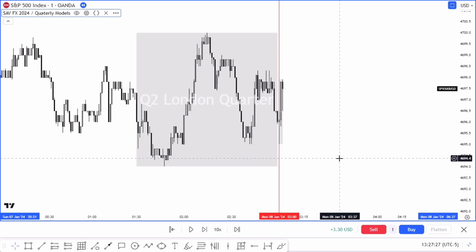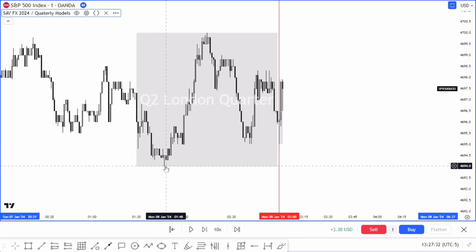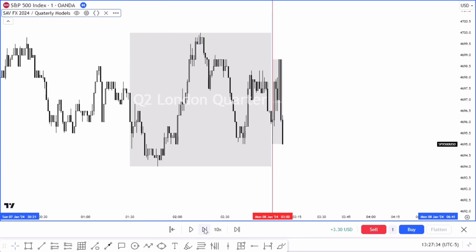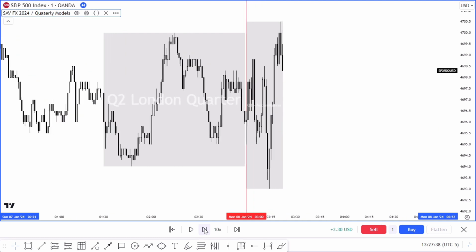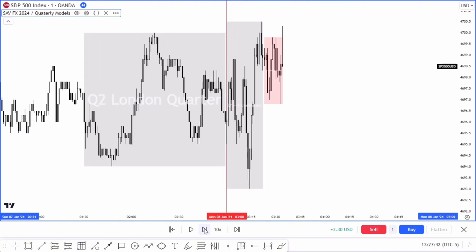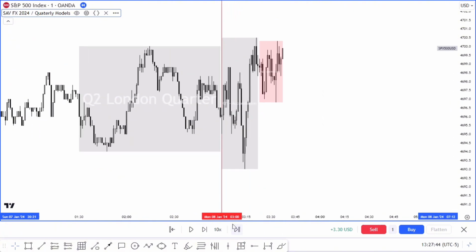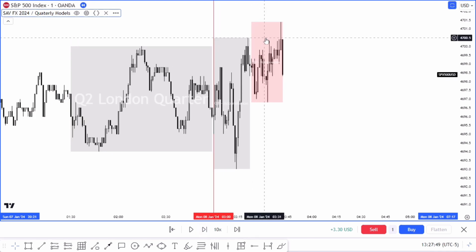For us to go short, we want to see price sweep the high. For us to go long, we want to see price sweep the low, right? So like now let's just see. Price taps the low, right? Then taps the high. Still indecision. Then I want to see how Q2 closes. Q2 taps the high, then draws lower.